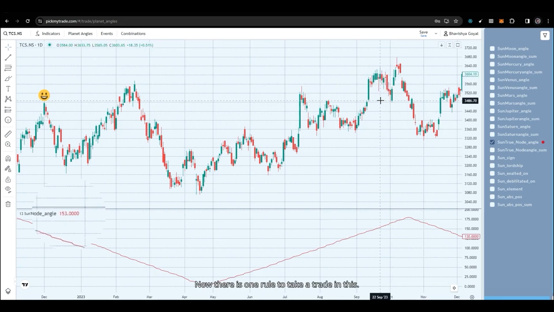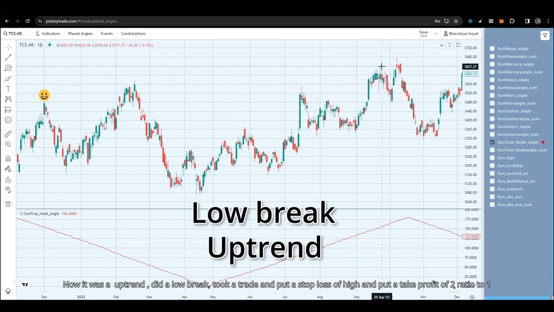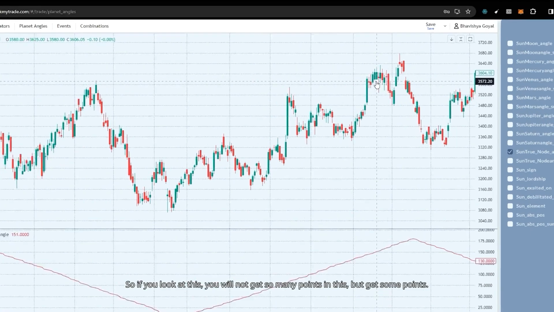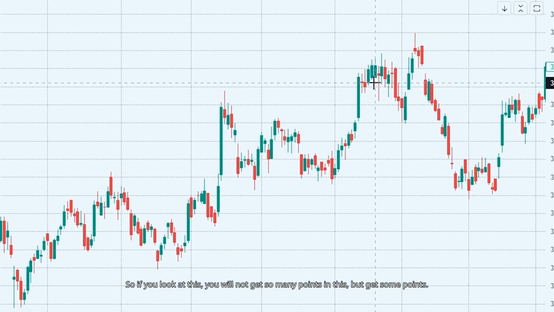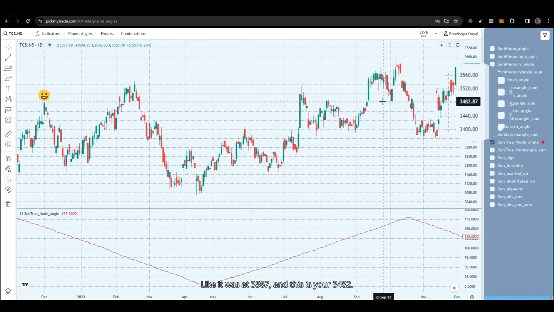Now there is one rule to take a trade in this. It was an uptrend, it did a low break, took a trade and put a stop loss at the high and put a take profit of 2:1. So if you look at this, you will not get so many points in this, but you get some points. Like it was at 35.67, and this is your 34.82. You are getting 6,070 points.